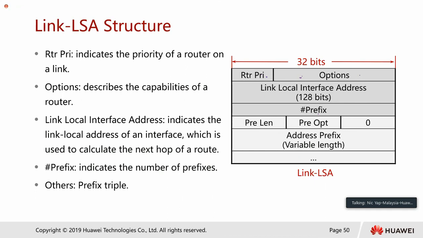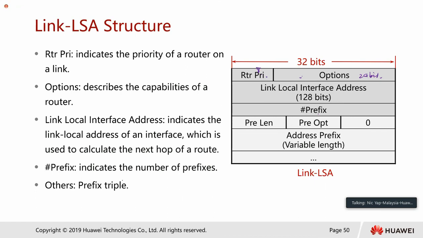This one is 24 bits, and this one is 8 bits, so in total 32 bits from here. Options are the capabilities: the R bit, the E bit, and the V6 bit. Then the next one is the link-local address. This indicates the address you use as the next hop to reach the destination, the next hop you access before you can go to other segments. And the prefix indicates the number of prefixes that you send.